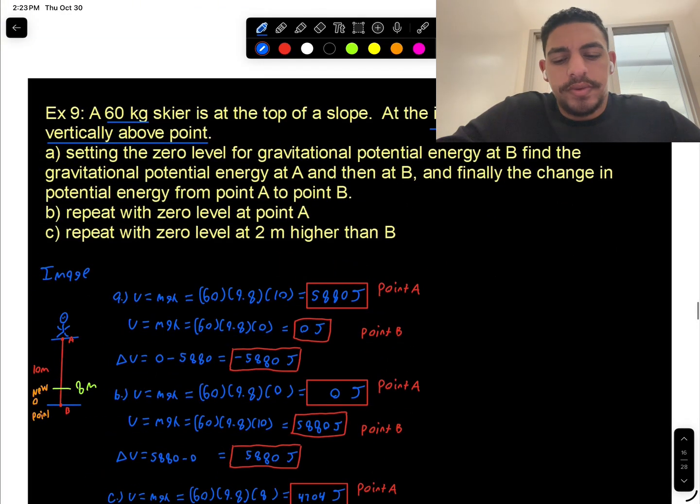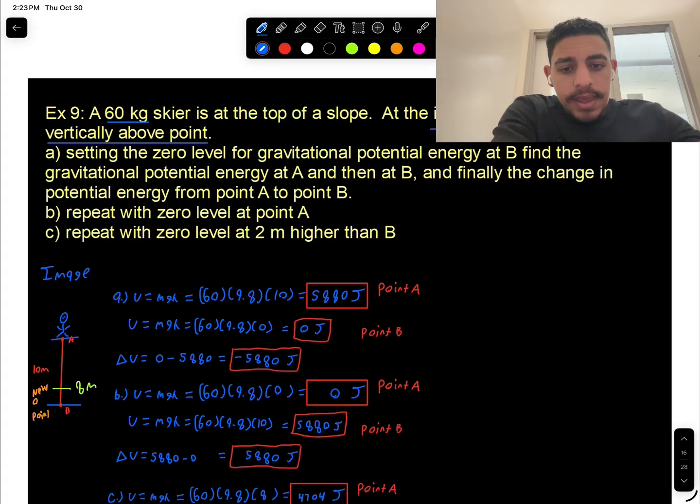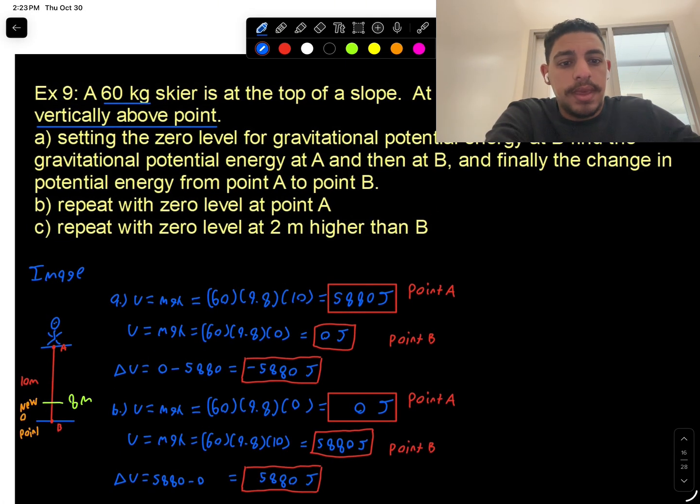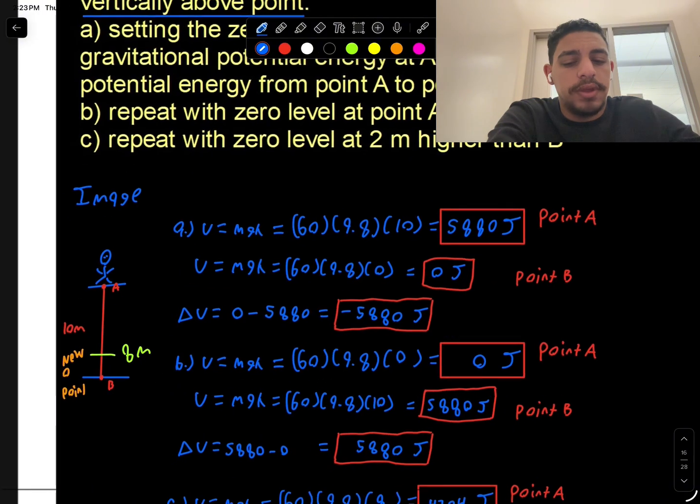Now let's move on to another one. This one has to do more with potential energy. A 60-kilogram skier is at the top of a slope, right? And I've drawn that out for you right here. And at the initial point A, she is 10 meters vertically above the point. And so when you set the 0 level for gravitational potential energy at B, find the gravitational potential energy at A and then at B, and finally the change in potential energy from point A to B.